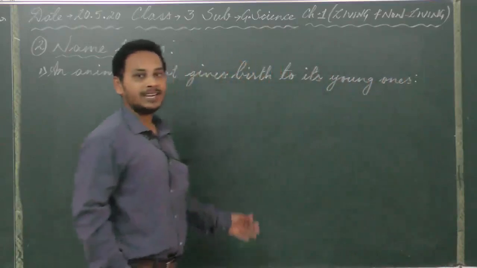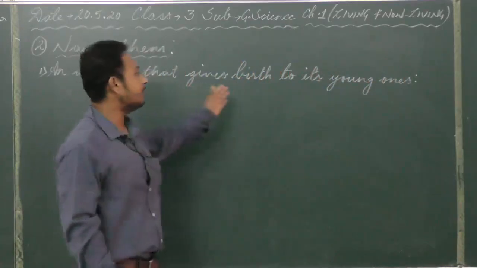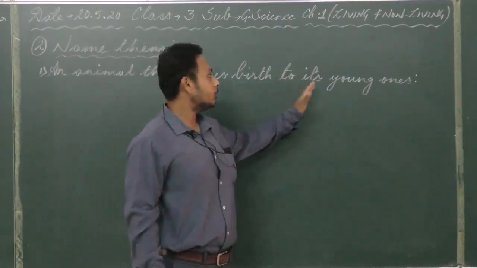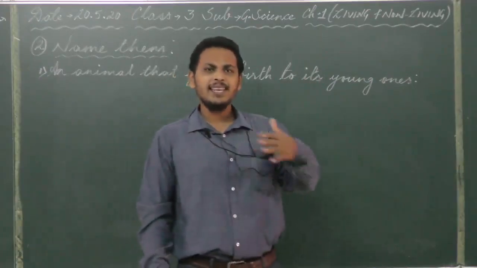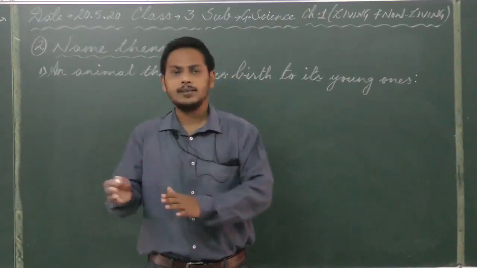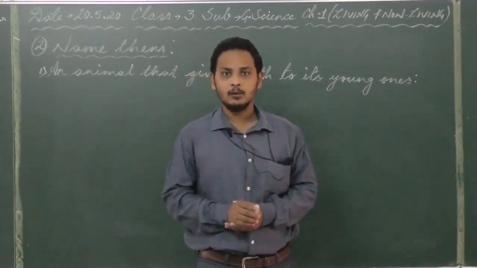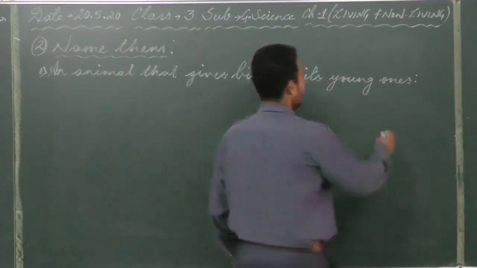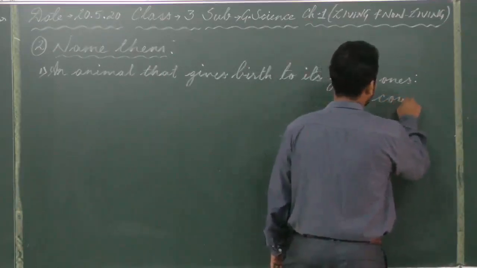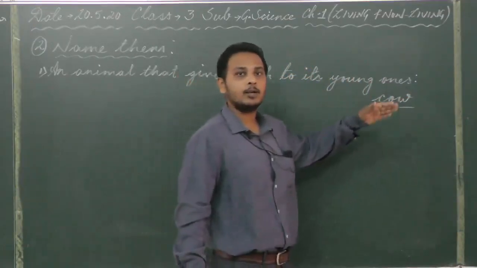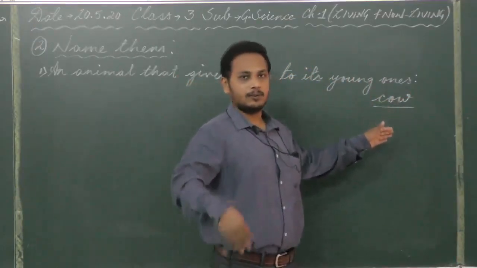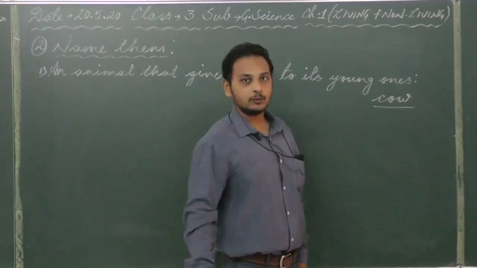Okay, so you have to name an animal that gives birth to its young one. Now there are so many options here. You can name any animal that gives birth to young one. Young one means babies. Say for example, I am writing the answer cow. You can write any answer that is suitable here. You can write dogs, or anything that you find suitable for you.